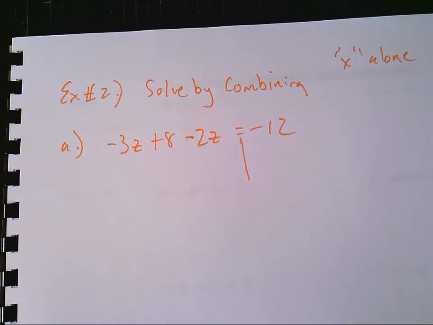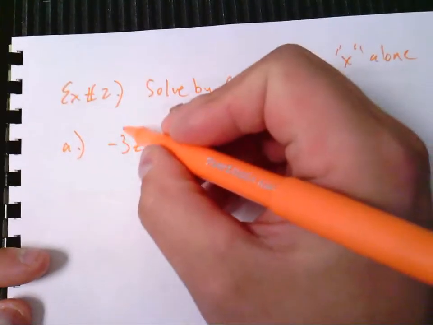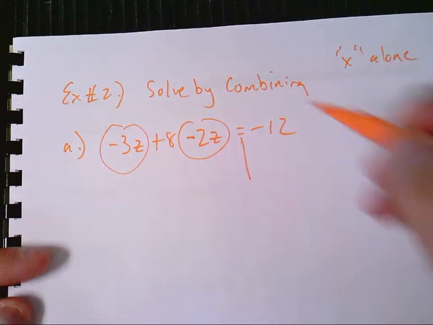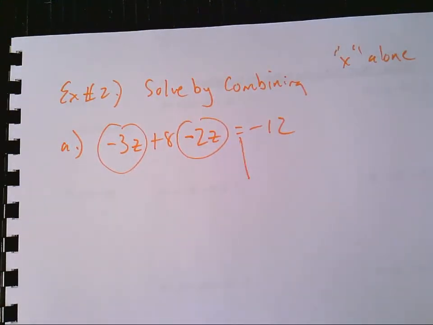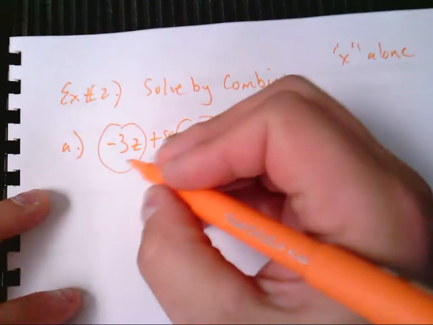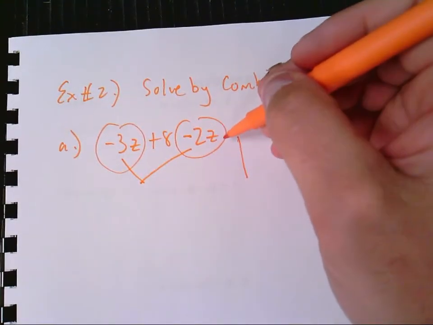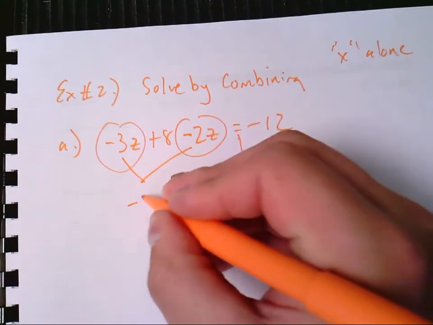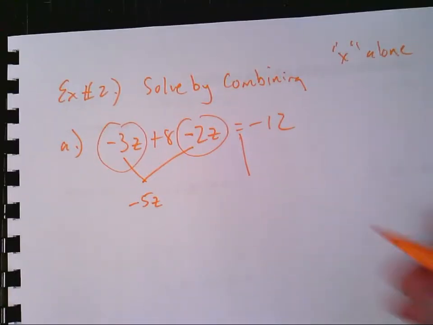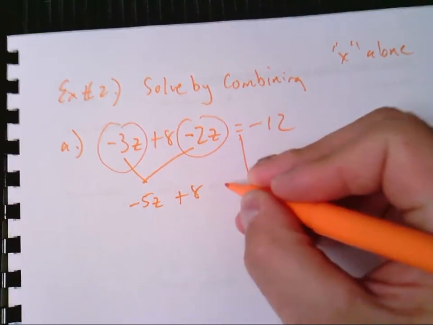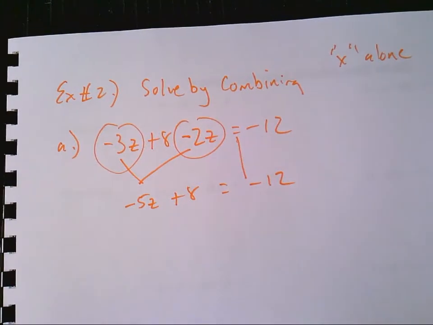So in this particular example, what you're trying to do is all your combining ahead of time. If you have z's on the same side of the equation, and we're going to talk about what happens when they're on opposite sides, you just combine the z's. Negative 3z and minus 2z combine to give negative 5z, plus 8 equals negative 12.